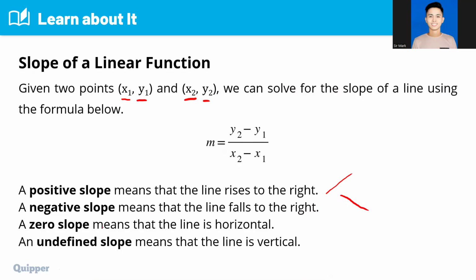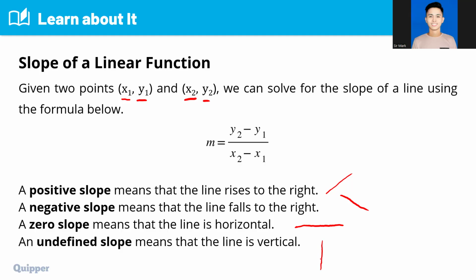A zero slope means that the line is horizontal. So after graphing the function, say for example, this is the graph, we know that the slope is 0. Now, when is the time that we will be getting an undefined slope? An undefined slope means that the line is vertical. So after graphing, let's say this is the graph of the function, and you were asked, what is the slope of the given function?